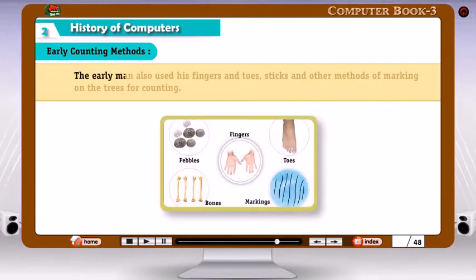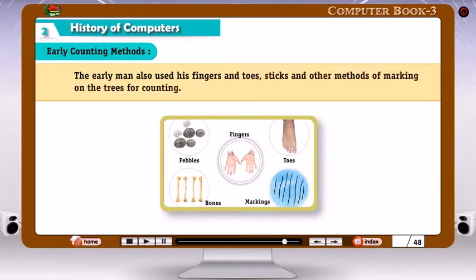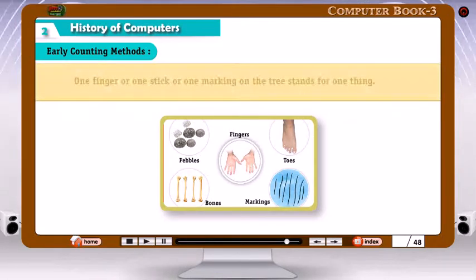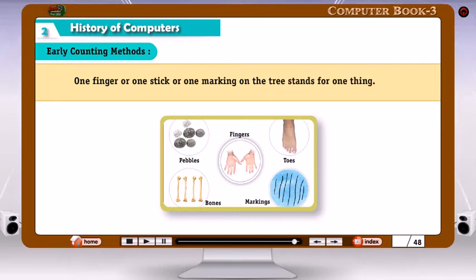The early man also used his fingers and toes, sticks, and other methods of marking on the tree for counting. One finger or one stick or one marking on the tree stands for one thing.